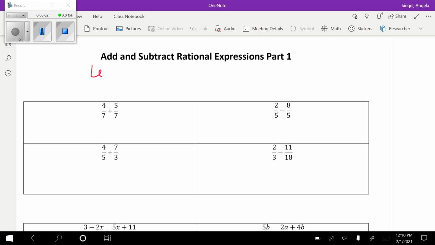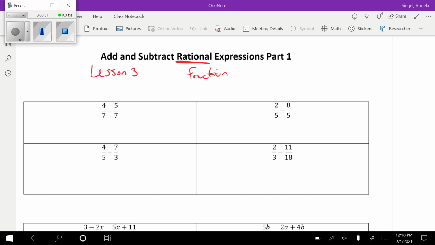Hi guys, welcome to lesson 3, and we are going to be talking about adding and subtracting rational expressions. So rational, think fractions. So before we can add and subtract fractions with variables in it, let's just start with what you guys learned way back in grade school. So see what you can do with these 4 expressions.